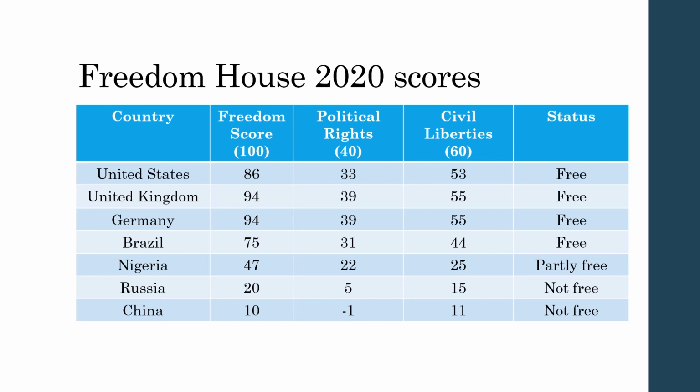And then civil liberties, which here is 60% of the Freedom House score, is just what it sounds like: freedom of speech, freedom of religion, how are minorities treated in the country, religious minorities, ethnic minorities, sexual orientation, things like that. How is that treated in the country? And Freedom House breaks down their categorization finally into three statuses. There are free countries, partly free countries, and not free countries, and that has to do with the raw freedom score that they get.